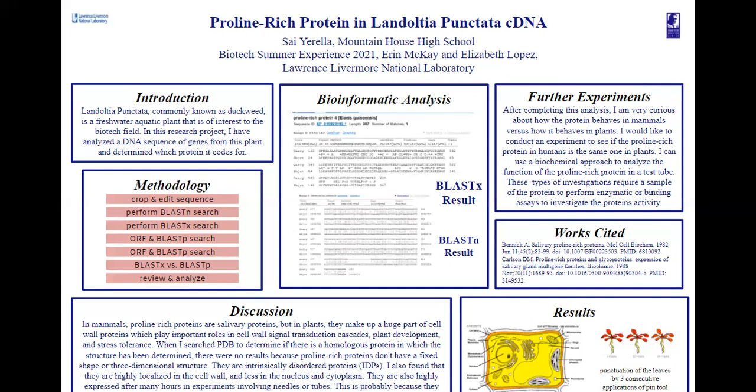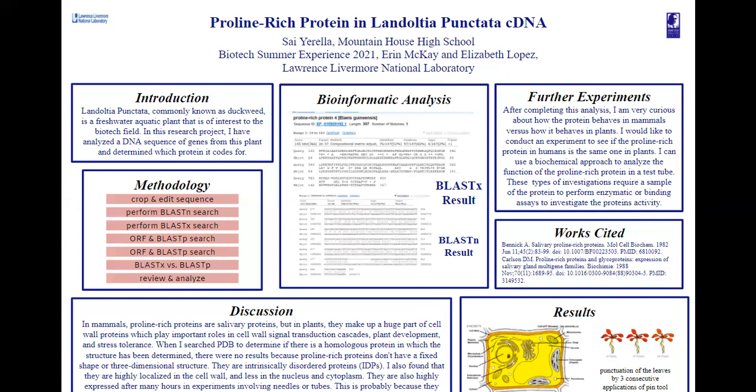So in mammals, proline-rich proteins are salivary proteins, but in plants, they perform a different function, and they make up a huge part of cell wall proteins, which play important roles in cell wall signal transduction cascades, plant development, and stress tolerance. When I searched PDB to determine if there is a homologous protein in which the structure has been determined, there were no results, because proline-rich proteins don't have a fixed shape or organized three-dimensional structure.